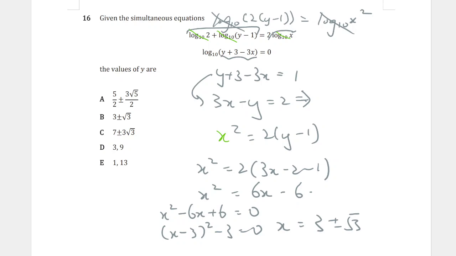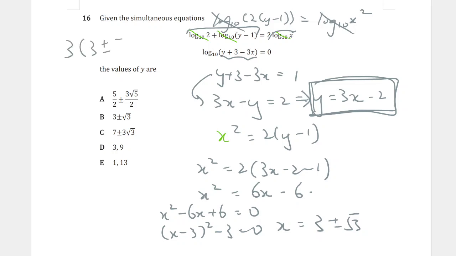Okay, so now we have the values of x. So what are the values of y? That's what we care about. So y equals 3x minus 2, remember. I don't know why I didn't write that down. This is the relationship between x and y. So let's do that. 3x, so x is 3 plus or minus root 3, minus 2. So this is 9 plus or minus 3 root 3 minus 2. So 9 minus 2 is 7. So final answer, 7 plus or minus 3 root 3.